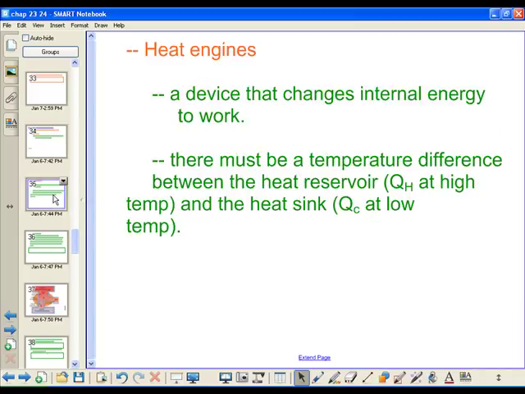So, heat engines. Now, heat engines are devices that change internal energy to work. Steam engines, gasoline engines, air conditioners, refrigerators. These are all examples of heat engines. So, you can see a heat engine doesn't necessarily have to be an engine. And there must be a temperature difference between the heat reservoir, QH at a high temperature, and the heat sink at a low temperature.